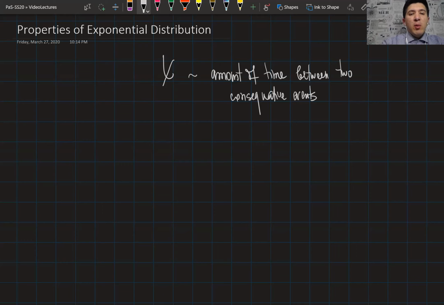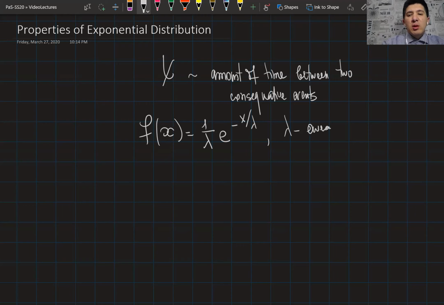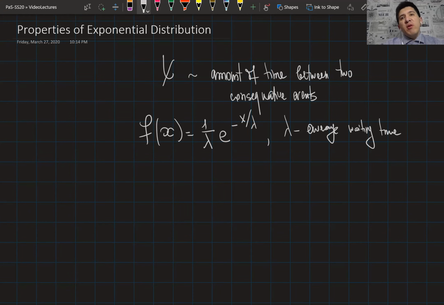So it comes with this density function f of x, which is going to be 1 over lambda e to the power of minus x over lambda, where lambda is going to be the average waiting time. What does it mean? It means that if you stay in a bus station for 1 hour, and you see 5 buses come to the bus station, you can guess that on average the waiting time between the two buses is equal to 12 minutes. This is what this lambda means.